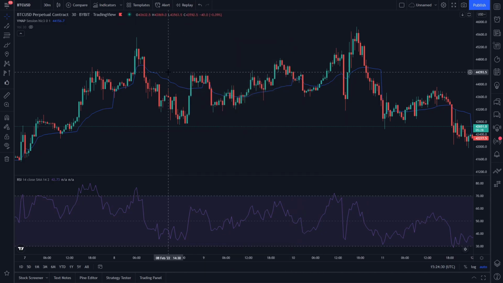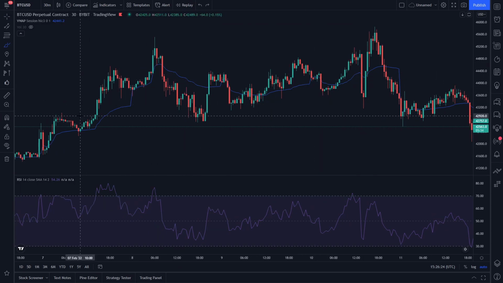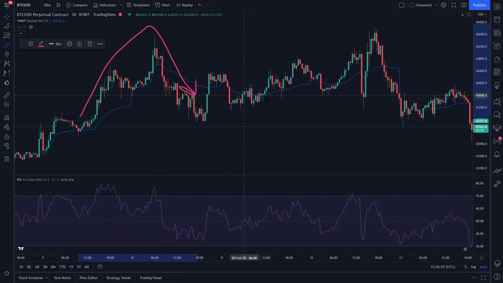So the second way to use this indicator is to spot the RSI divergences. We look for bullish divergences when price is making a retracement to the downside, and we look for bearish divergences when price is making a retracement to the upside.